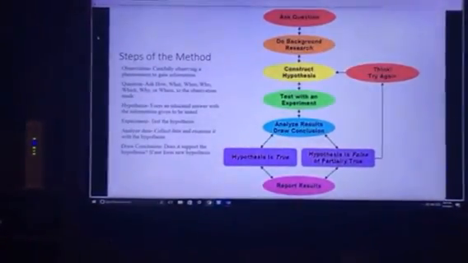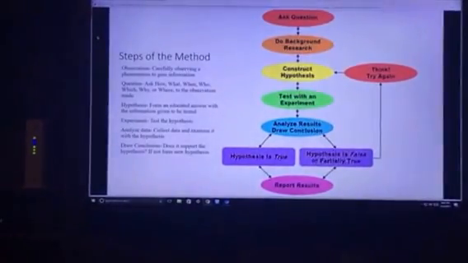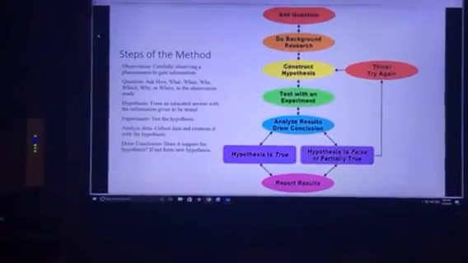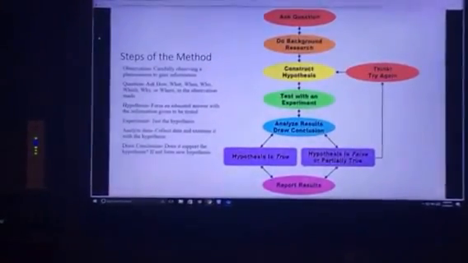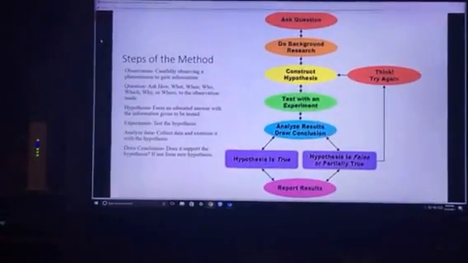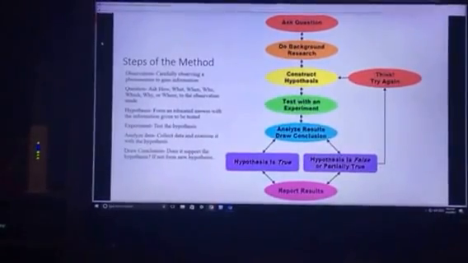Firstly, he must make an observation. By carefully observing the phenomenon to gain information, Tom has found that his car does not start. So, he asks a question. He either asks how, what, when, who, which, why, or where to the observation he has made. In this case, he asks, why does my car not start?